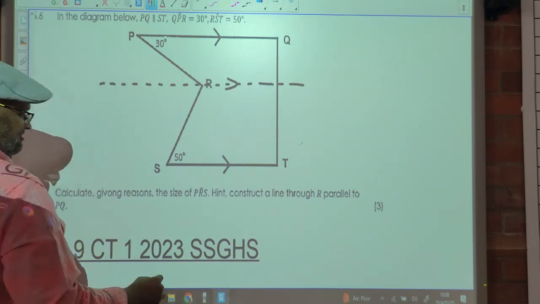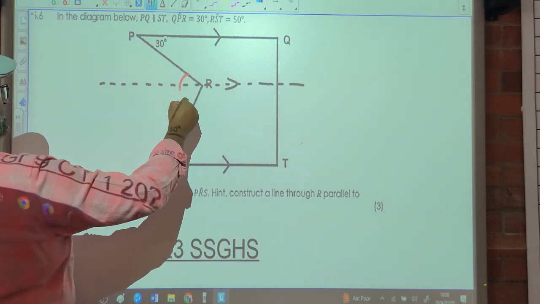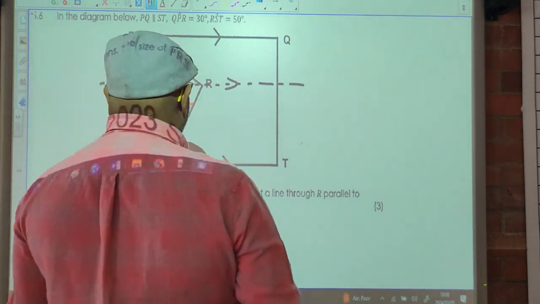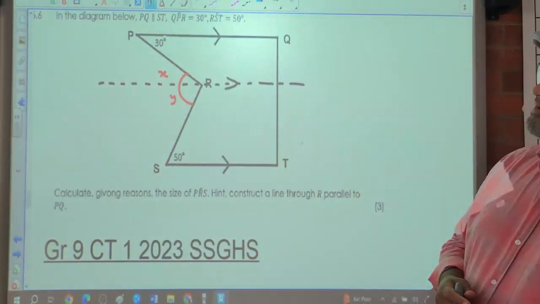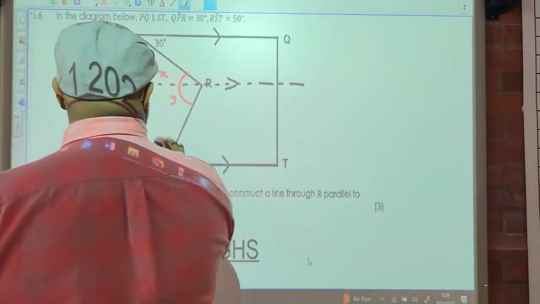Okay. So the question was to calculate this angle here. Let's call this for now x and y, just to make life a bit easier for me. Or I can call it R1, R2, which will be more appropriate. Okay.